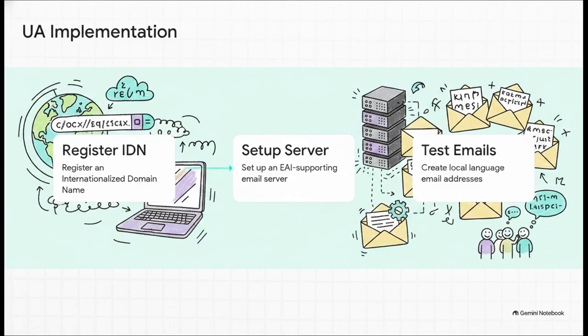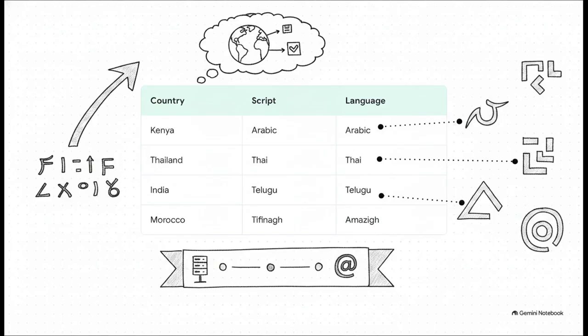ICANN even offered a 6-hour demo training to help folks through this exact process. And the tangible outcomes of those steps? Just incredible. Across 17 dedicated adoption events, we saw some amazing firsts. In Kenya, they demonstrated domains using the Arabic script. In Thailand, the Thai script. In India, Telugu, and in Morocco, the Tifinagh script for the Amazigh language. In many of these cases, this was literally the very first time a local language domain name and email address were successfully introduced into that community's digital infrastructure. It is a massive leap forward for meaningful access.